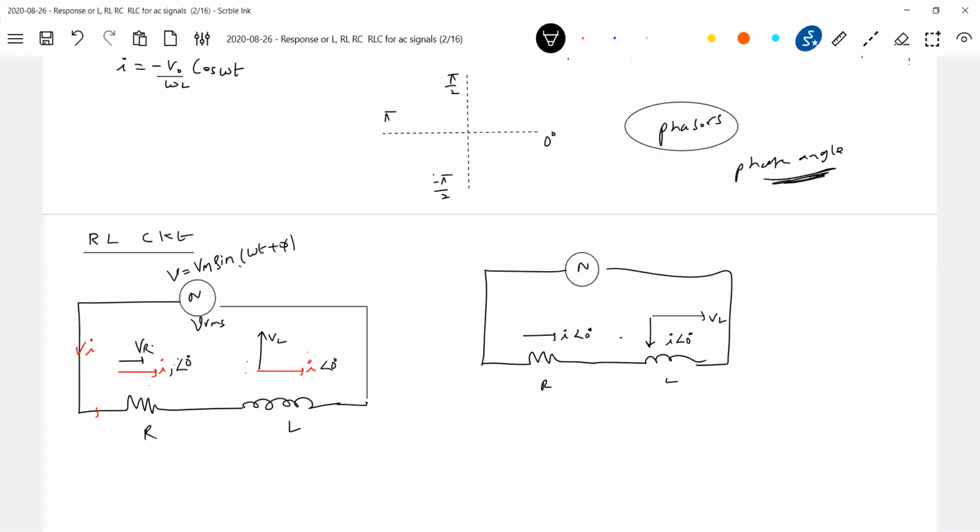Now look at this. Is this circuit correct? It's wrong. The reason is that R and L are in series, so they should have the same magnitude and phase angle. Therefore this circuit is wrong. You have to be very careful about this particular thing. So this should be the correct one.